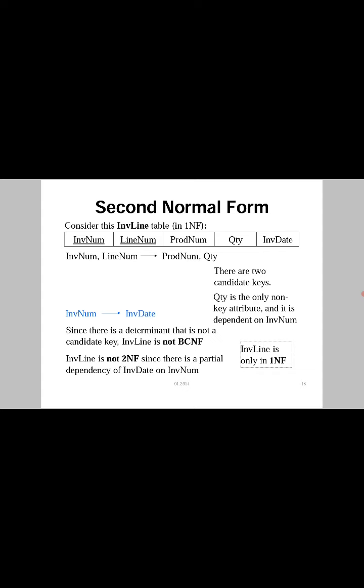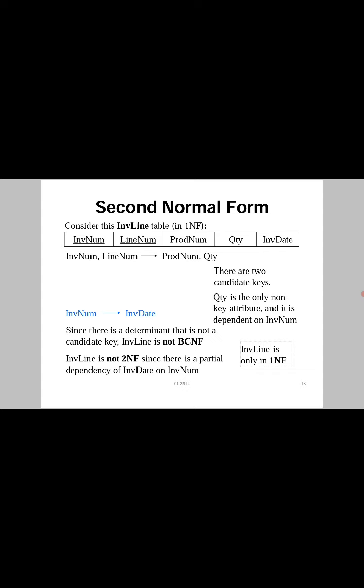So it contains invoice number and line number and product number, quantity, invoice date. So product number and quantity are dependent on invoice number and line number. There are two candidate keys. Invoice date is the non-key attribute and it is dependent on invoice number. So here invoice date is totally dependent on invoice number. So invoice number is the first key or first primary key.